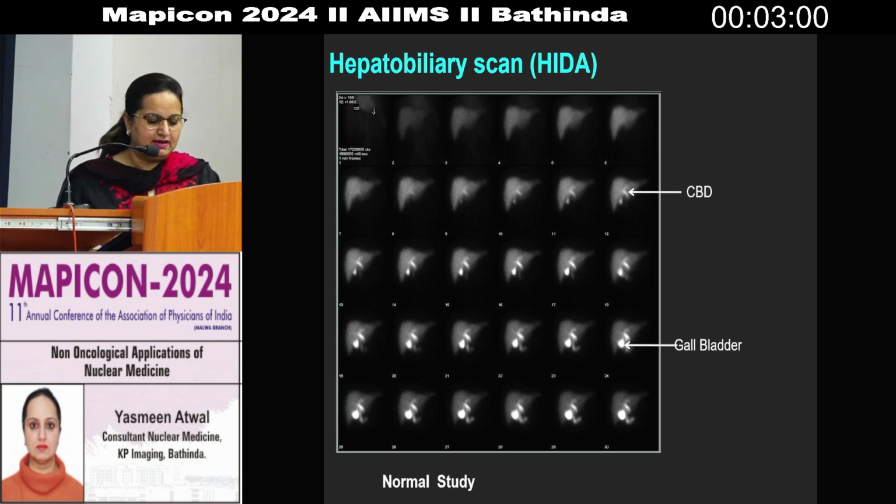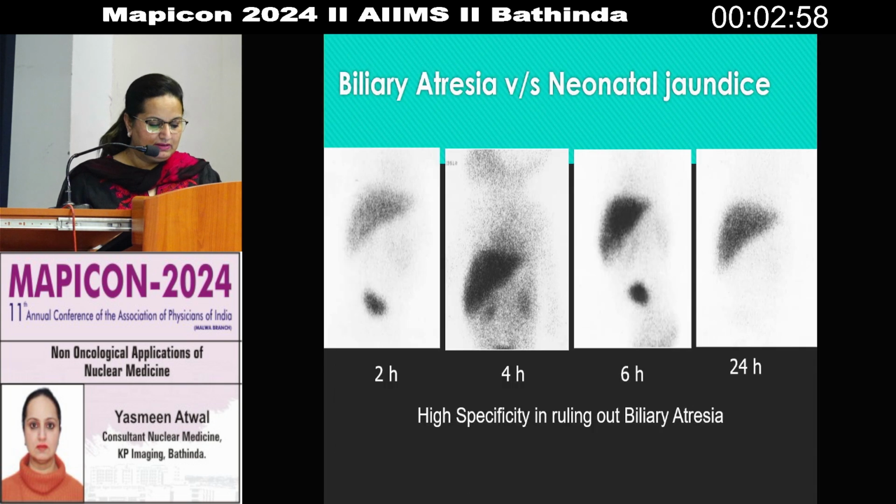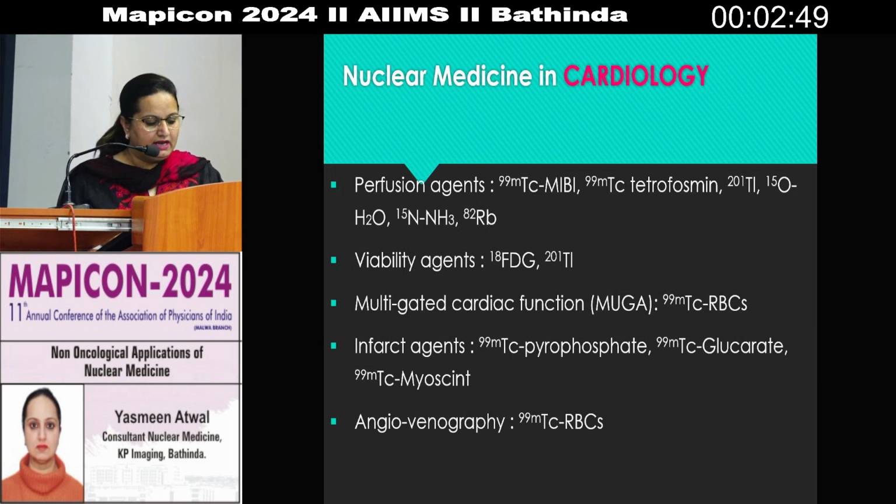This is a normal scan. Very clearly the activity is seen coming out. This is the atresia, biliary atresia, in which the activity is retained even at 24 hours. In cardiology, we do a group of tests. Many agents are there, but over here, we are basically doing viability scans.